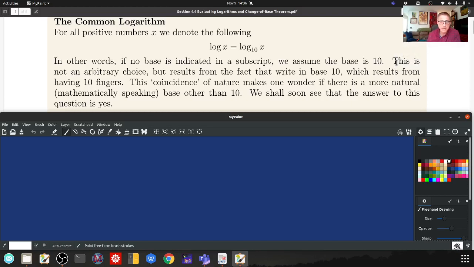So we're going to continue on with our examination of logarithms. This is section 4.4, where we evaluate logarithms, and this is where your calculator will be used, and also introduce to you the change of base theorem. So here, this little block of text is giving you a notational definition.